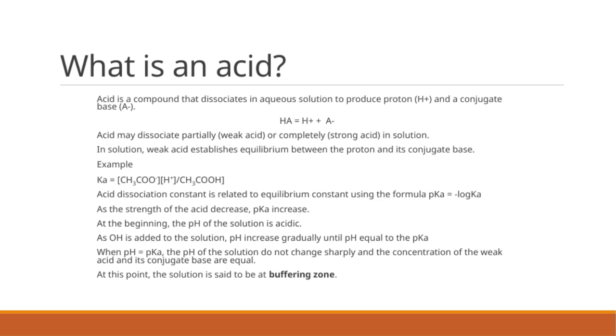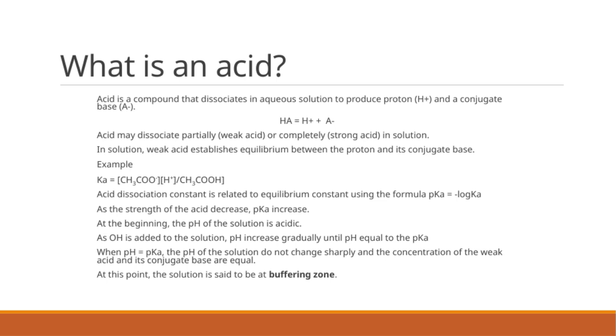Now, when we start with an acidic solution, the pH is low. If we add hydroxide ions, OH-, to the solution, the pH gradually rises. It continues to increase until it reaches the pK value. At this point, the pH stops changing sharply, and importantly, the concentrations of the weak acid and its conjugate base become equal. This is what we call the buffering zone.